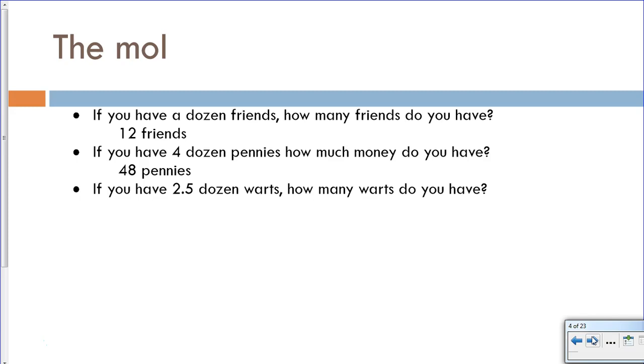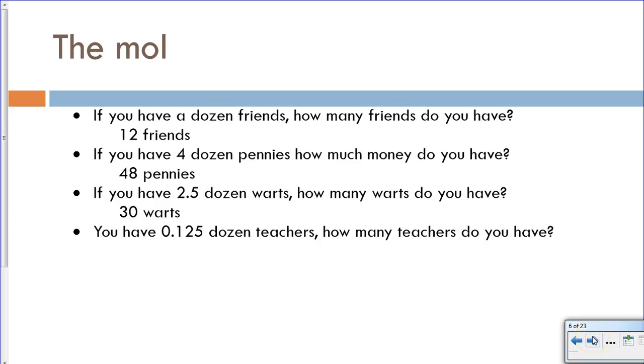Is it possible to have portions of a dozen? Yeah, absolutely. If you have 2.5 dozen warts, how many warts do you have? Again, you multiply 2.5 by 12 to give you 30. And then the last one. If you have 0.125 dozen teachers, how many teachers would you have?